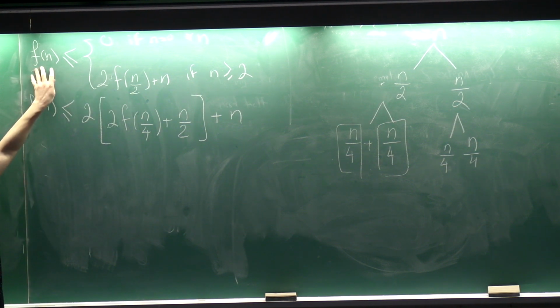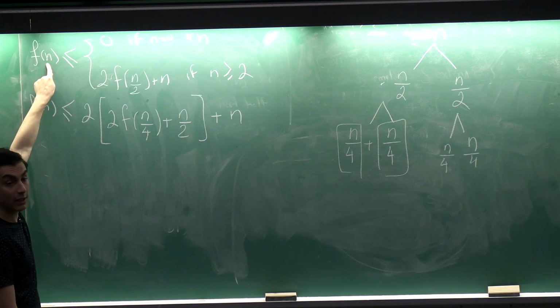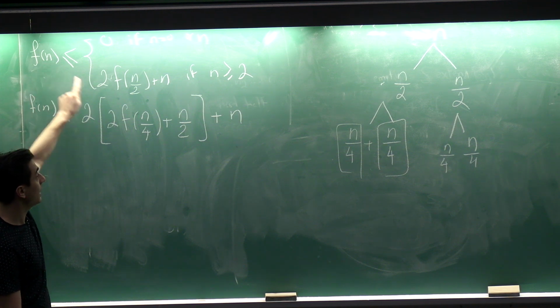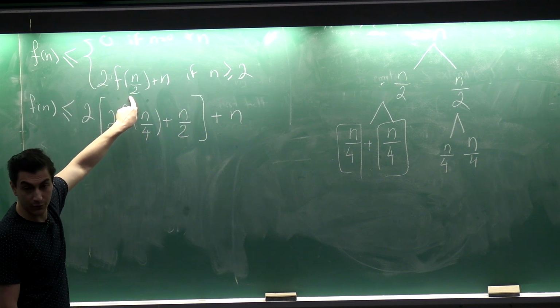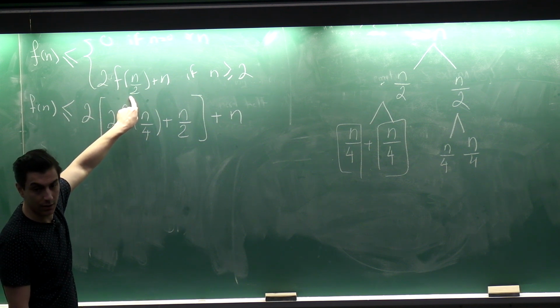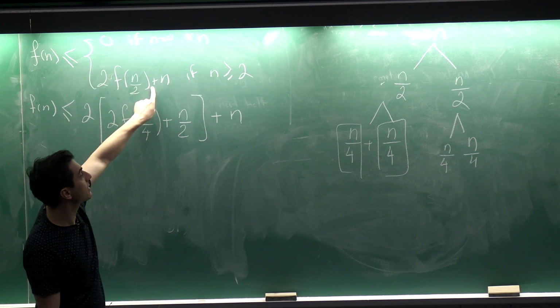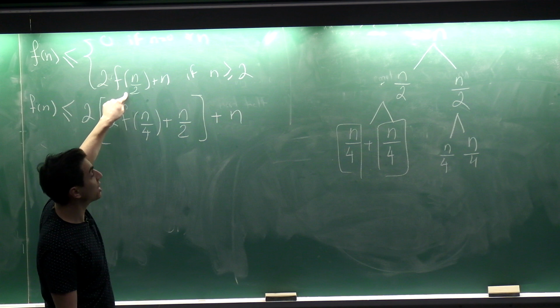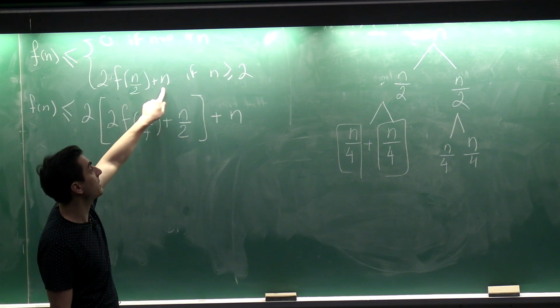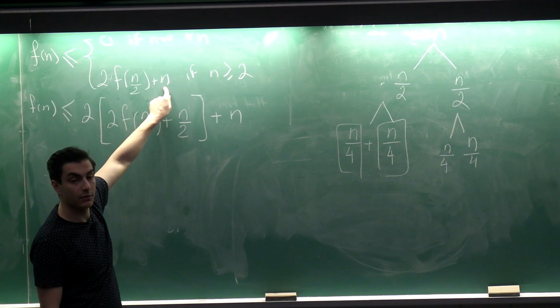The number of comparisons that MergeSort will do on an input of length n is going to be 2 times the number of comparisons on an input of size n over 2, right? So we're going to call it twice, plus the number of comparisons required to merge them. And because each part is n over 2, the number of comparisons required to merge them is n.